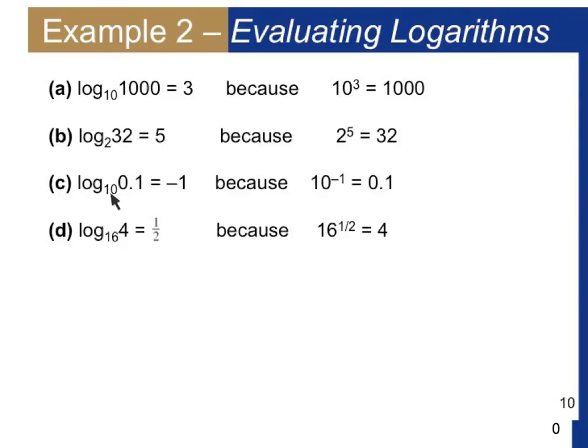I'm crossing the tracks twice, starting with the base. So log base 10 of 0.1 is negative 1, because 10 to the minus 1 equals 0.1. Remember, 10 to the minus 1 is 1/10, right? It's not negative. And then log base 16 of 4 is 1/2. 16 to the 1/2 is 4. Remember, that's square root, right?